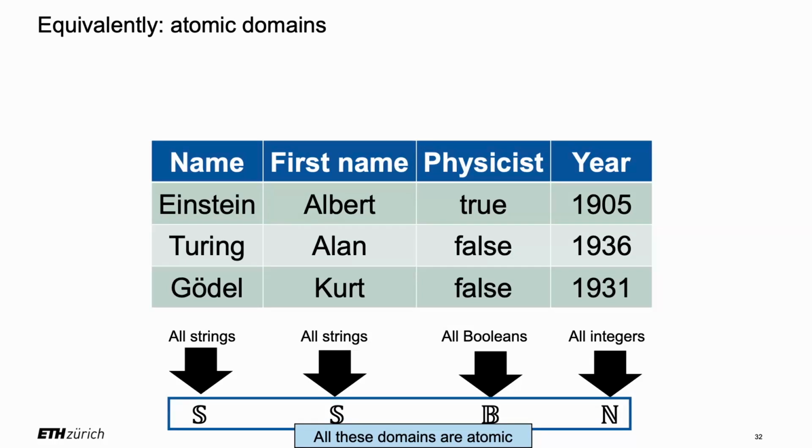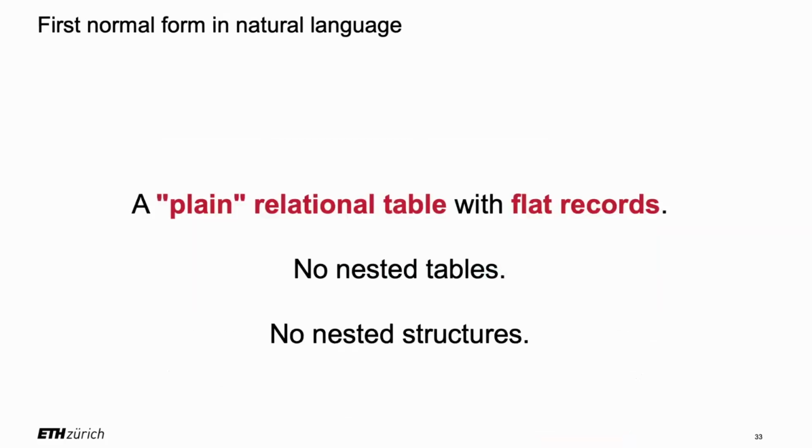How do I see it? Look at the domains. It's strings, booleans, integers. That's all good to me, right? That's all in the first normal form. So as long as everything is atomic, this is in the first normal form. So this is what it means.